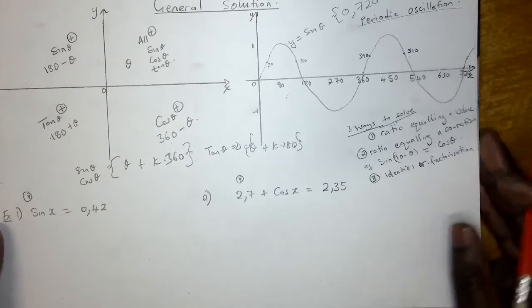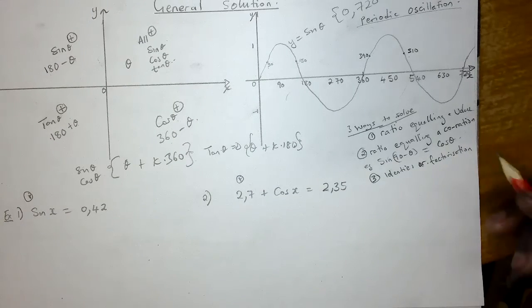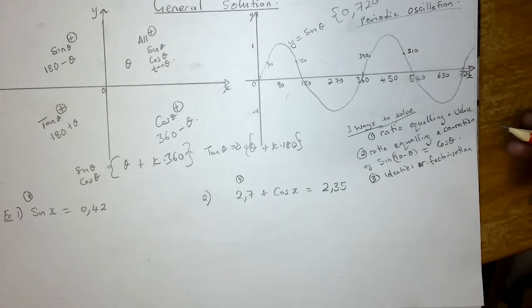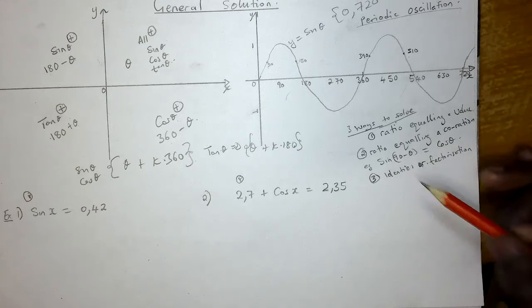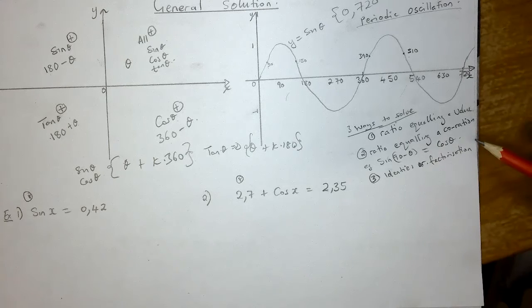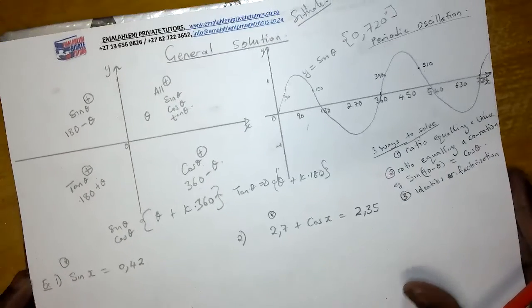We have different ways to solve a general equation. We have the ratio equaling a value, which is what we're going to do for the first one. Then we also have the ratio equaling the co-ratio. For example, sine of 90 minus theta gives you cos theta, and I will show you how it works. Then we'll also be applying identities and factorization in solving equations.